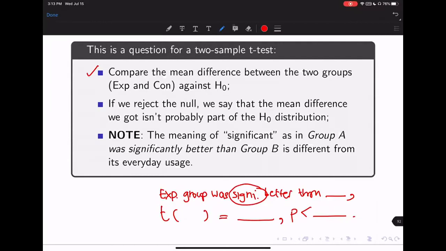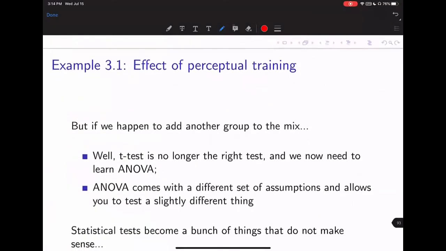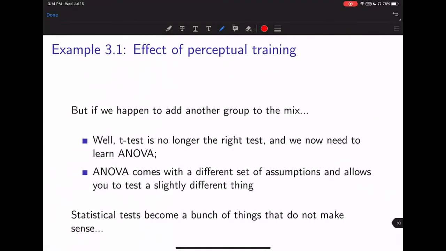The main point here being that you have this sort of data, and in a statistics class, you see this data with two sample t-tests. Well, let's say we add a third group. We no longer have just an experimental group and control group. Let's say we have another group.